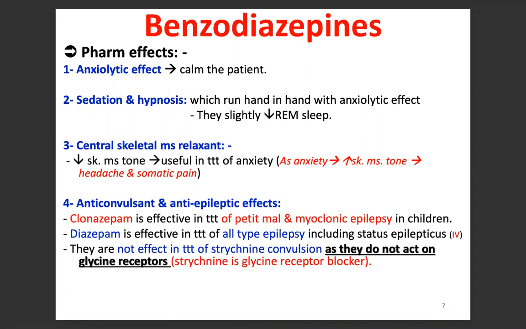But as it decreases the skeletal muscle tone, we do not recommend this drug to patients of myasthenia gravis with anxiety, because in myasthenia gravis there is already a weakness of the skeletal muscle. So if we prescribe benzodiazepines in a patient of myasthenia gravis, it will potentiate the manifestations of myasthenia gravis.